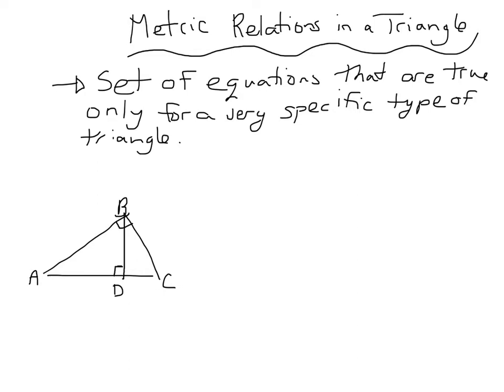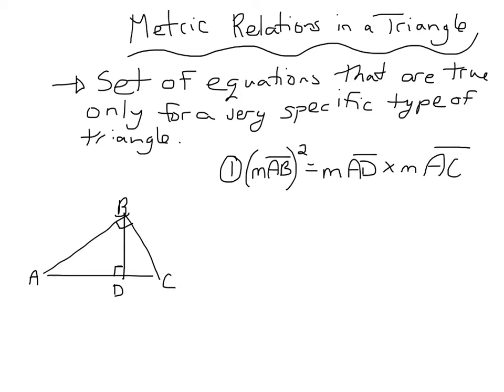Okay. So here are your 4 equations. Equation 1. The measure of AB, so the length of AB squared, equals the measure of AD times the measure of AC.